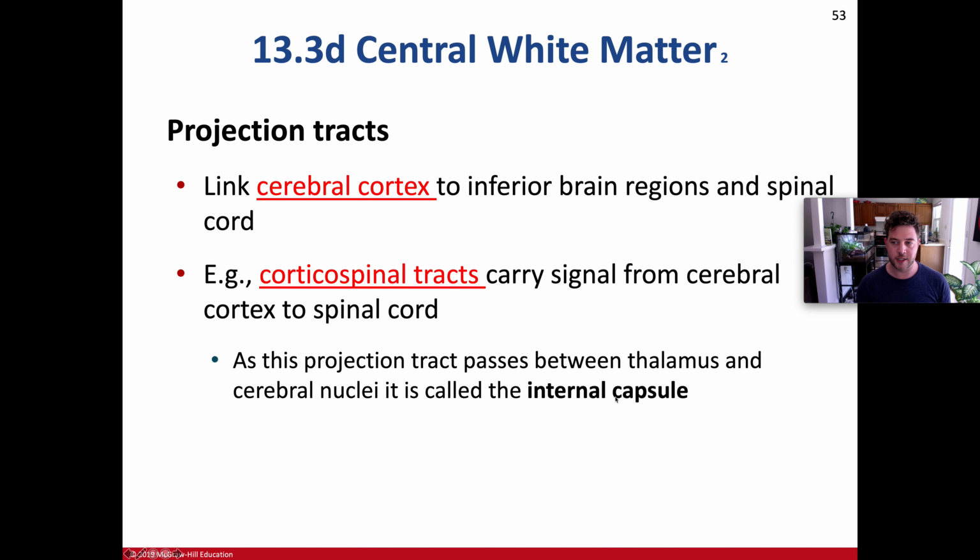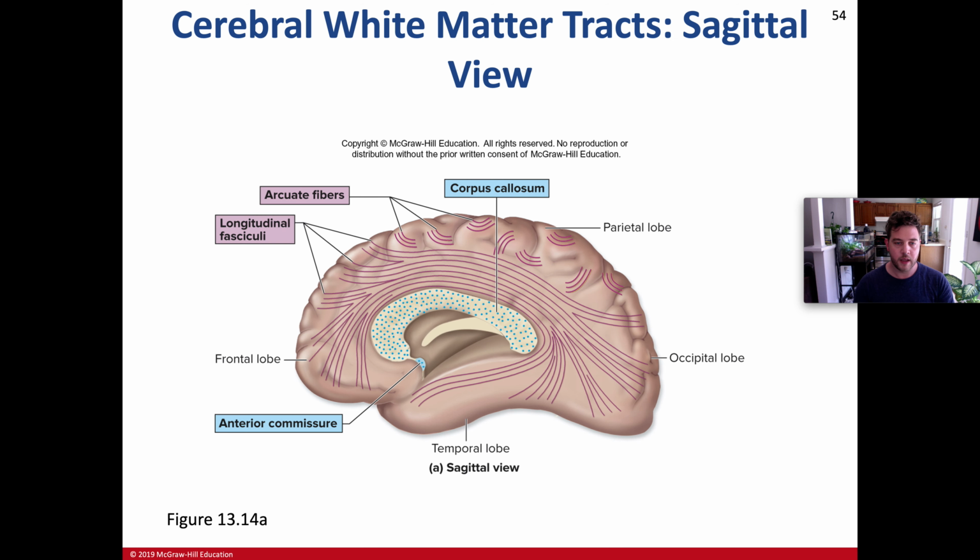That's just something you don't even really need to know. So here is just a view of that. So these are the association tracts. Staying within one hemisphere, you have these thin association tracts going between the different lobes, connecting and passing information.